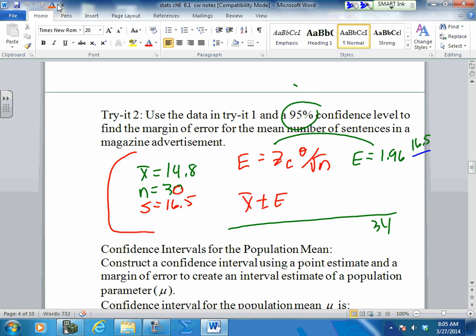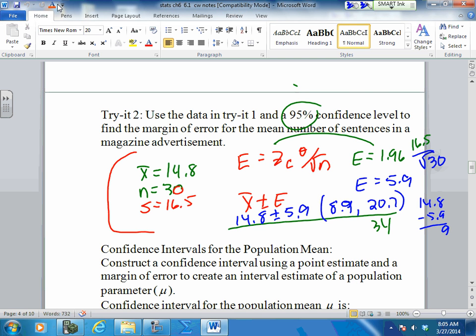Okay, so let's take a look at this. Now, this is your margin of error. You should get 5.9. Now, 5.9, we say take your mean, plus or minus 5.9. There's your interval. So you take 14.8 minus 5.9, that's 8.9, to 14.8 plus 5.9, 20.7.